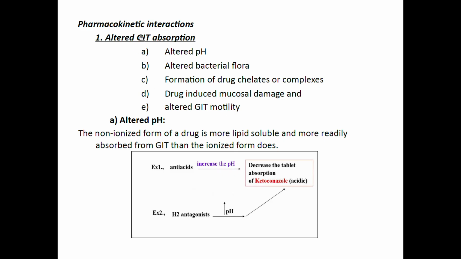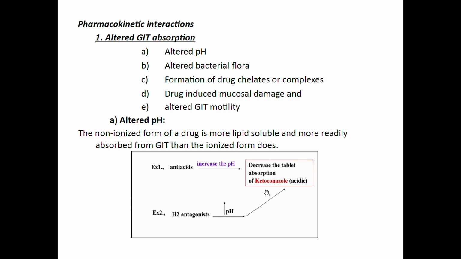So in this case, first of all, we are concerned about the absorption site. Actually, GIT is the absorption site. And absorption means availability of the drug in the systemic circulation from the GIT. So altered pH: the non-ionized form of a drug is more lipid soluble and more readily absorbed from GIT than the ionized form does. So in case of antacid, we know that it increases the pH. But in this case, it decreases the tablet absorption of ketoconazole.